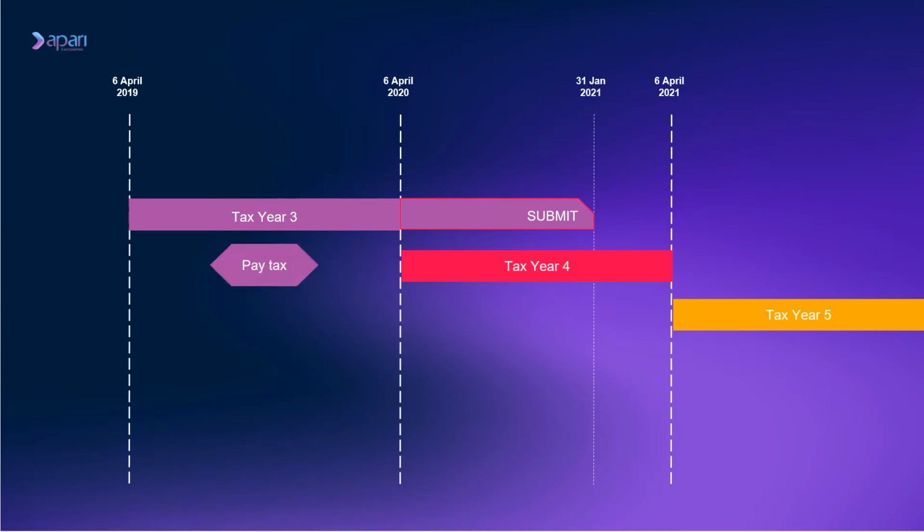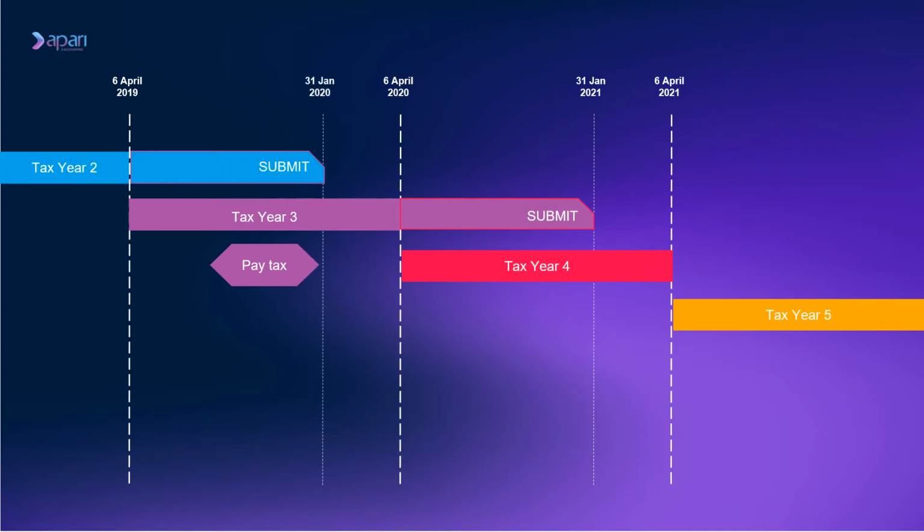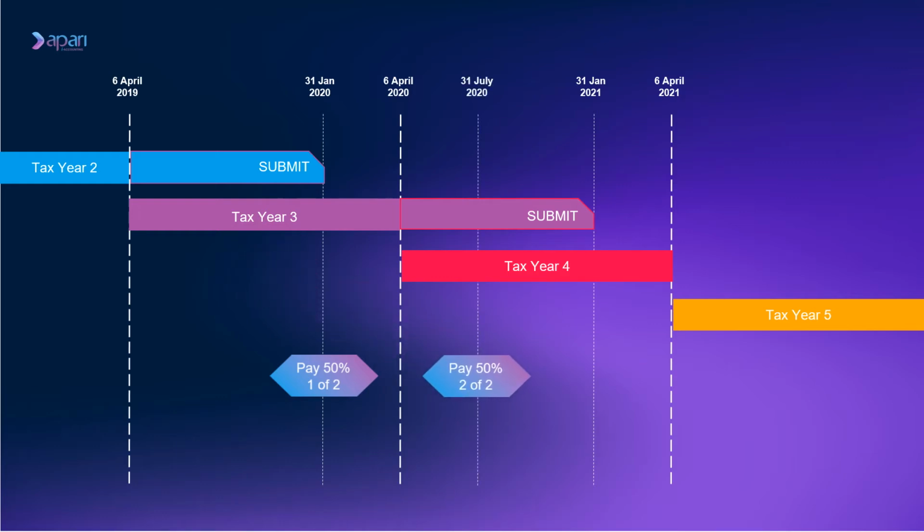Now, as you'd expect, HMRC don't want to wait for your tax return to get your money. So they predict what you're likely to owe for year 3, and they do that using your tax bill for year 2. Now, half of that money has to be paid by the January of tax year 3. That's known as payment on account 1. And the other half is due by the following July, which is actually during tax year 4. And that's known as payment on account 2.